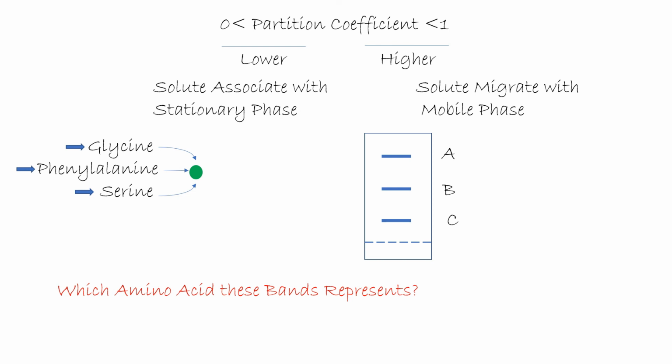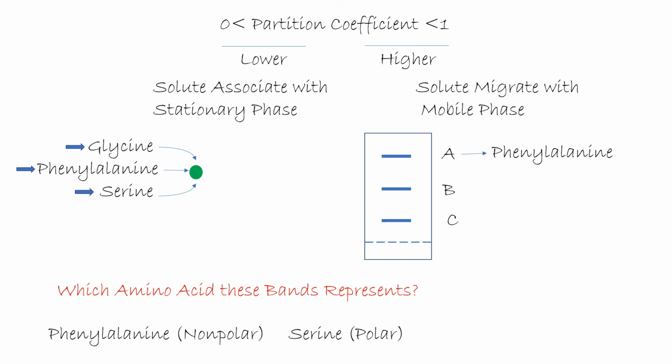Yes, to answer this question, we need to identify the nature of each amino acid. That is, phenylalanine is non-polar, serine is polar, and glycine is in between with intermediate property. And as the stationary phase is polar, it will never interact with phenylalanine. So the correct sequence is A. phenylalanine, B. glycine and C. serine.